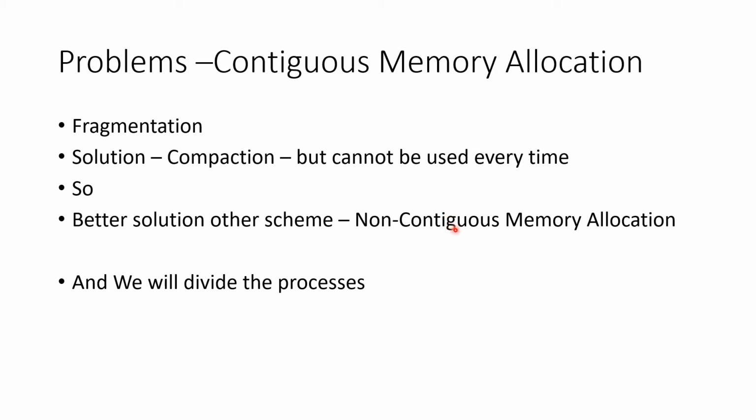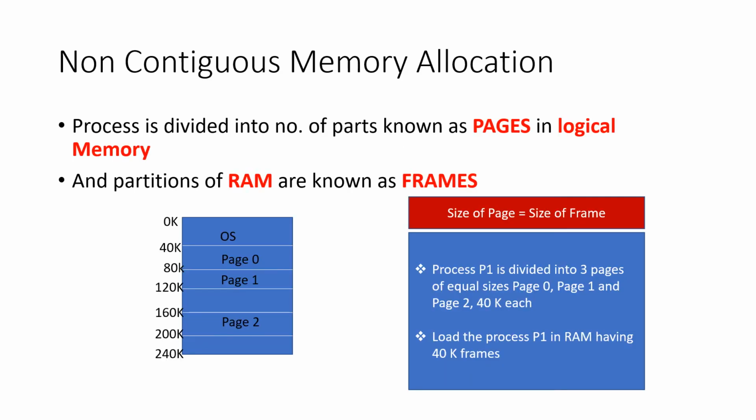In non-contiguous memory allocation, we will divide the process and we will store it wherever we find memory available in the RAM. We will store the process in that particular block wherever the memory is free in RAM. In non-contiguous memory allocation, the process is divided into a number of parts, and these parts in logical memory are known as pages, and the partitions of RAM where we'll store these pages are known as frames.